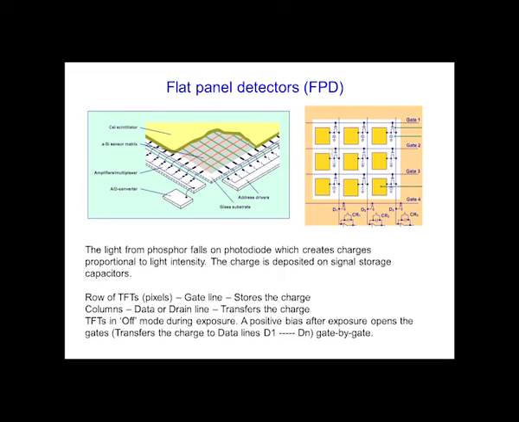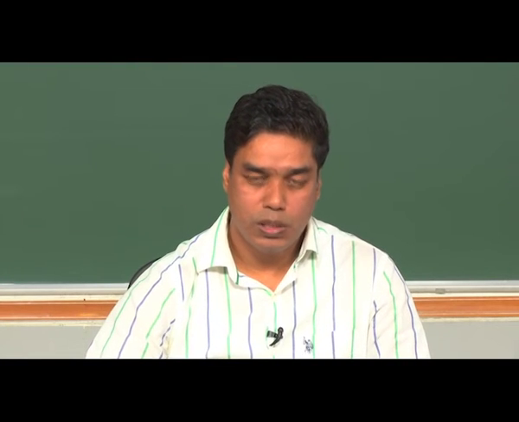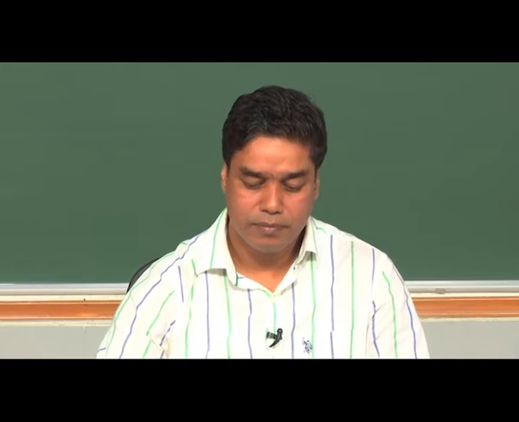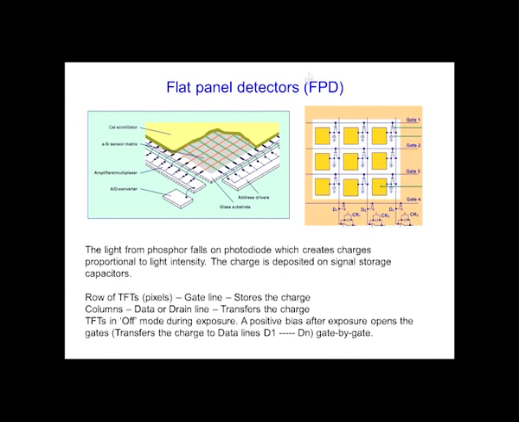This row of TFTs which represent the pixels are known as gate, and these columns that you have are known as data lines, which are also called drain lines. So, what happens when you do the X-ray exposure is that these TFTs will be in off mode. That is when the charge will be stored in these capacitors, and after the exposure a positive bias is provided to these gates or to these TFTs to release the charge.